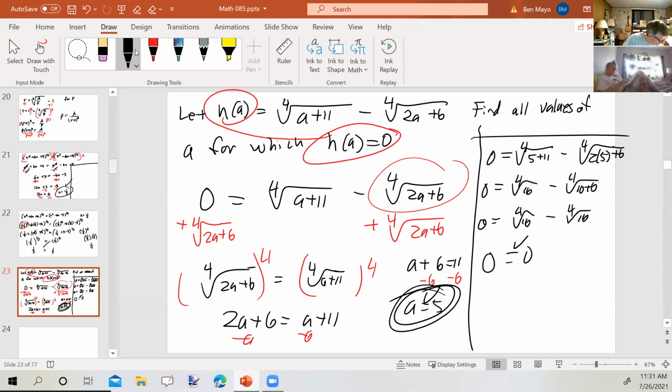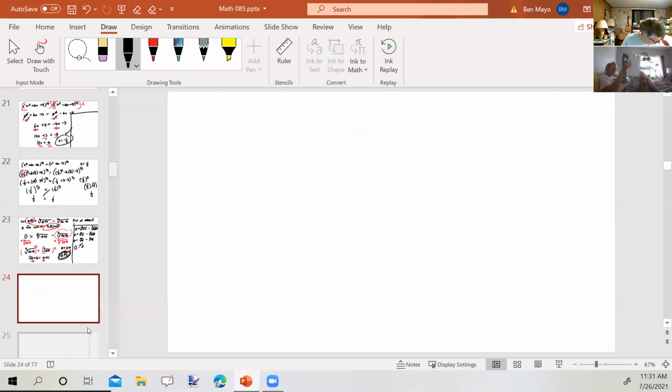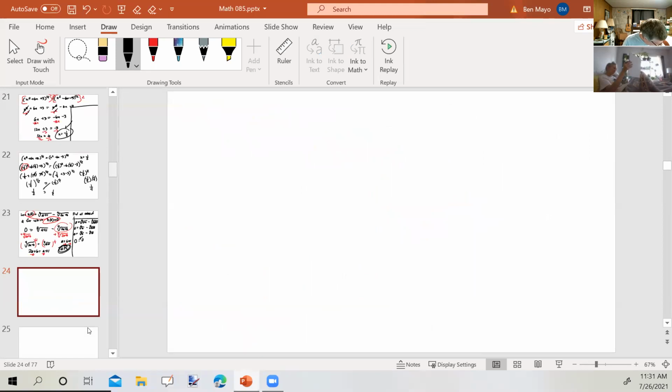All righty. Let's take a look at this problem. We have the square root of 8 plus a equals 2 square roots of a.